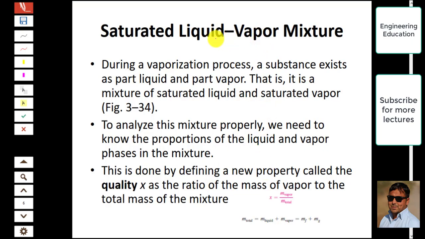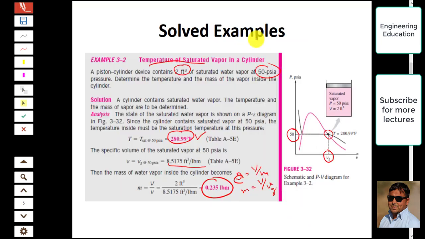Saturated liquid vapor mixture. The state of the steam in between these lines, this is the saturated liquid line, this is the saturated vapor line. The state of the steam in this region is called the state of the mixture. Basically we have a mixture of saturated liquid and saturated vapor. The properties are represented here by vfg, ufg, hfg, sfg. These are saturated mixture properties.